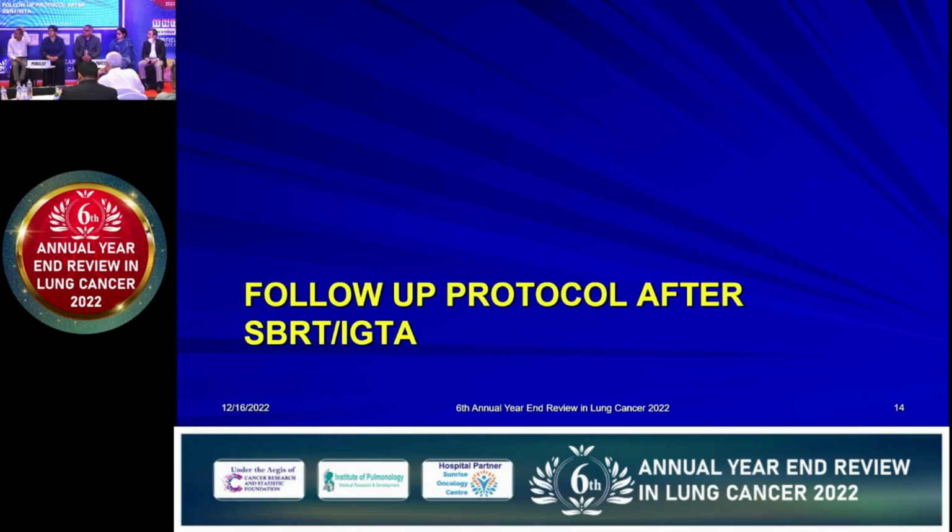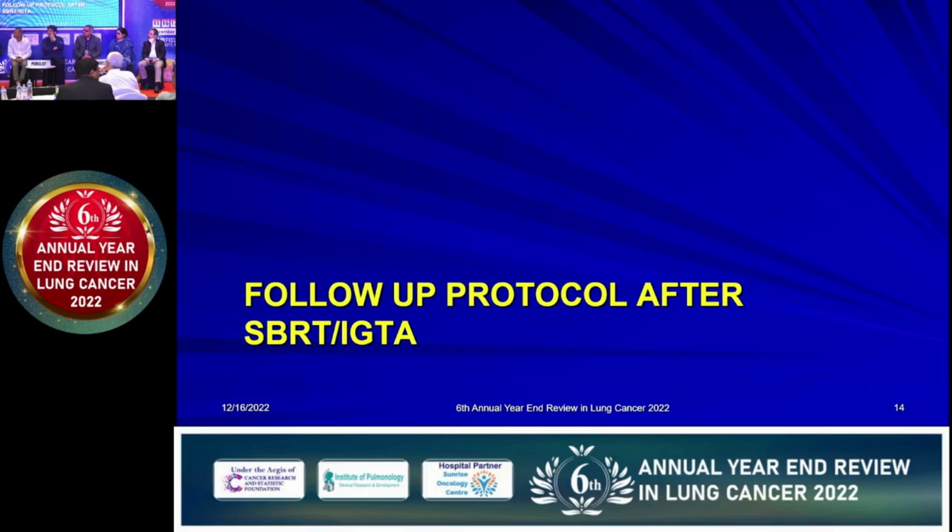So if we do ablation, we will do a scan after 3 months to see how the ablation has done. And then subsequently at 6 months, then 1 year, and then after 2 years. So that is how the follow-up interval is decided. So every 3 to 6 months, or how is it like? So first it is every 3 months. Then after that there is a 6 month, and after that it is annual follow-up we will do, and that is with the low dose CT.